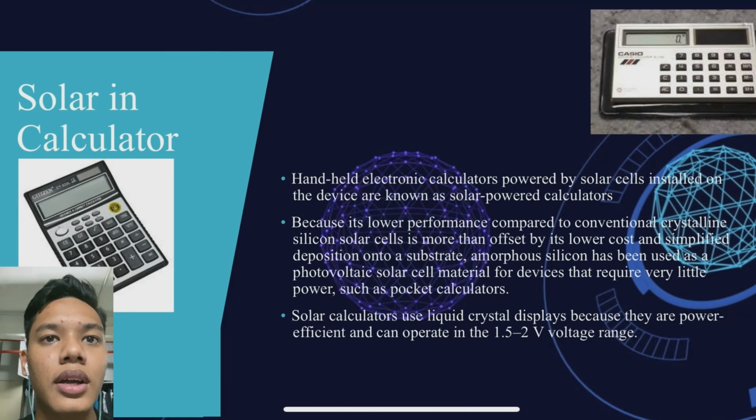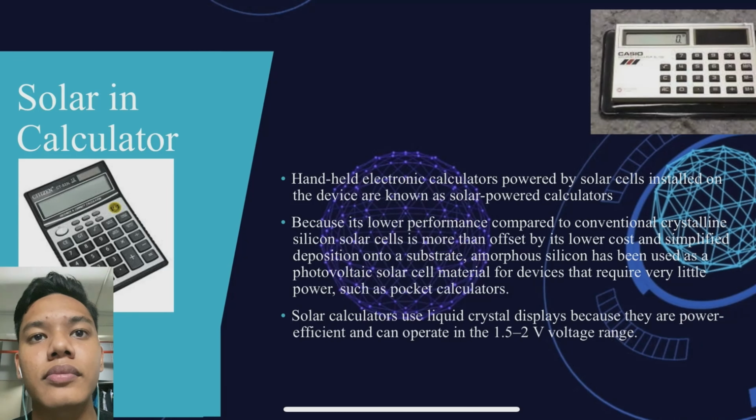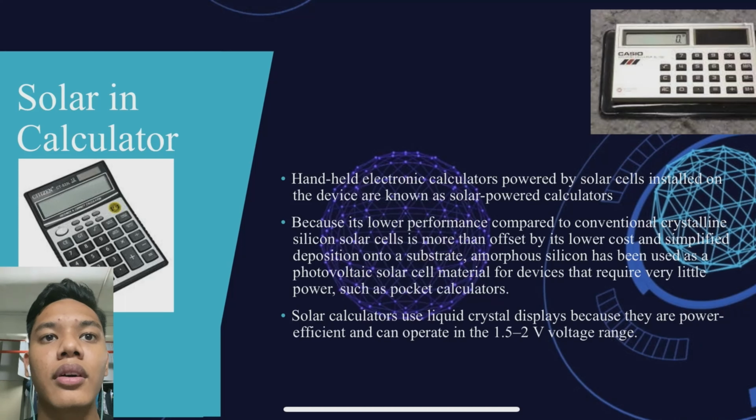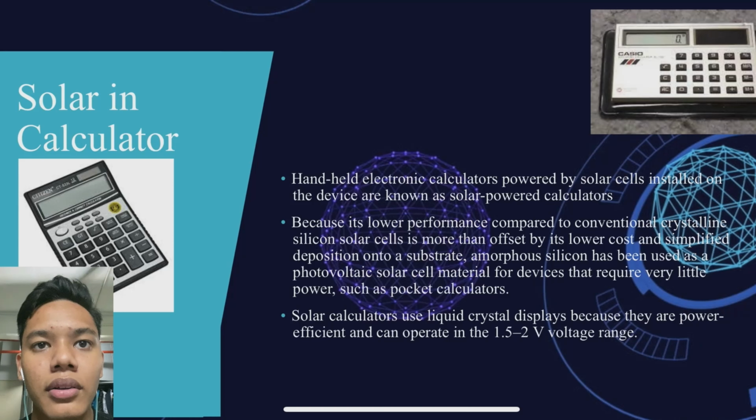The last one is solar in calculator. Handheld electronic calculators powered by solar cells installed on the device are known as solar power calculators. Because of its low performance compared to conventional crystalline silicon solar cells, it is more than offset by the low cost and simplified deposition of the substrate.